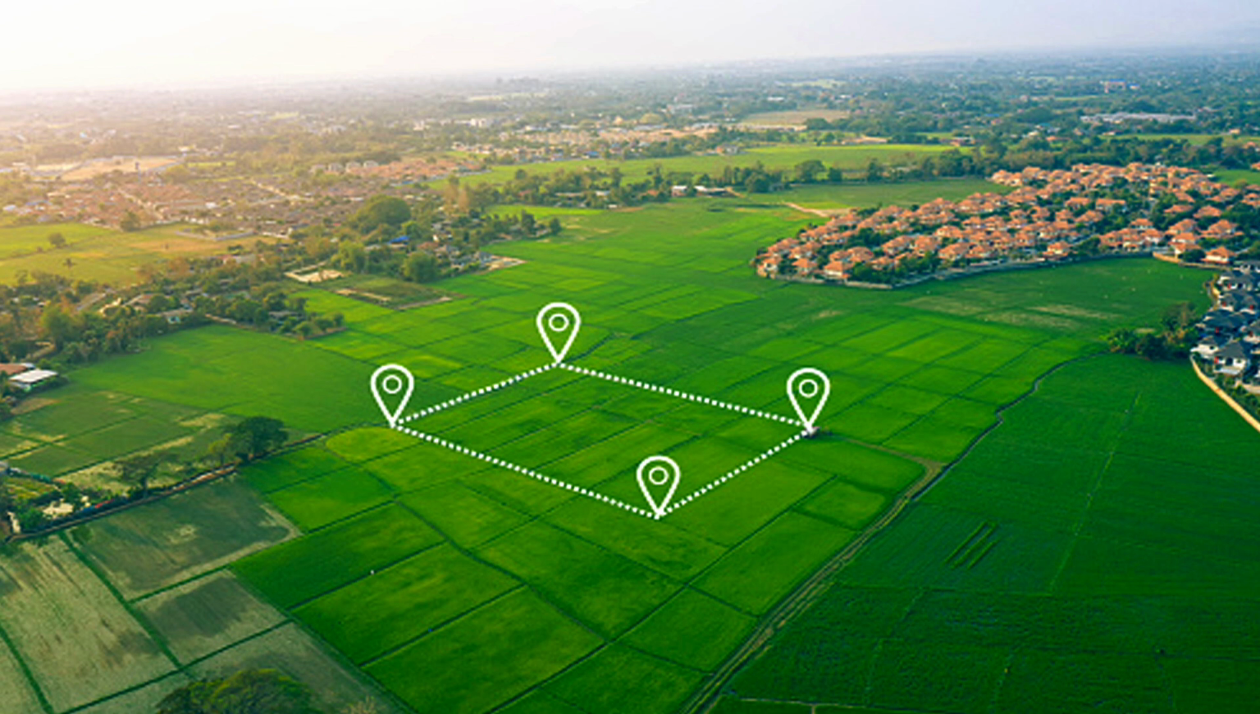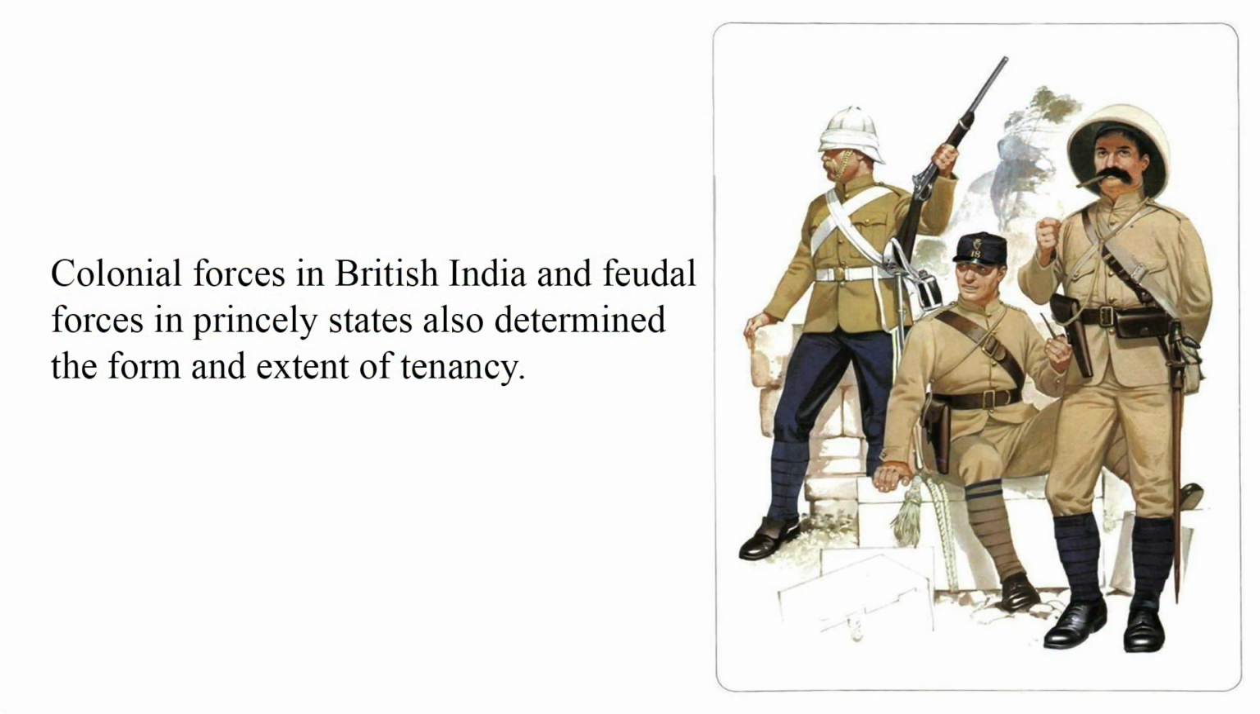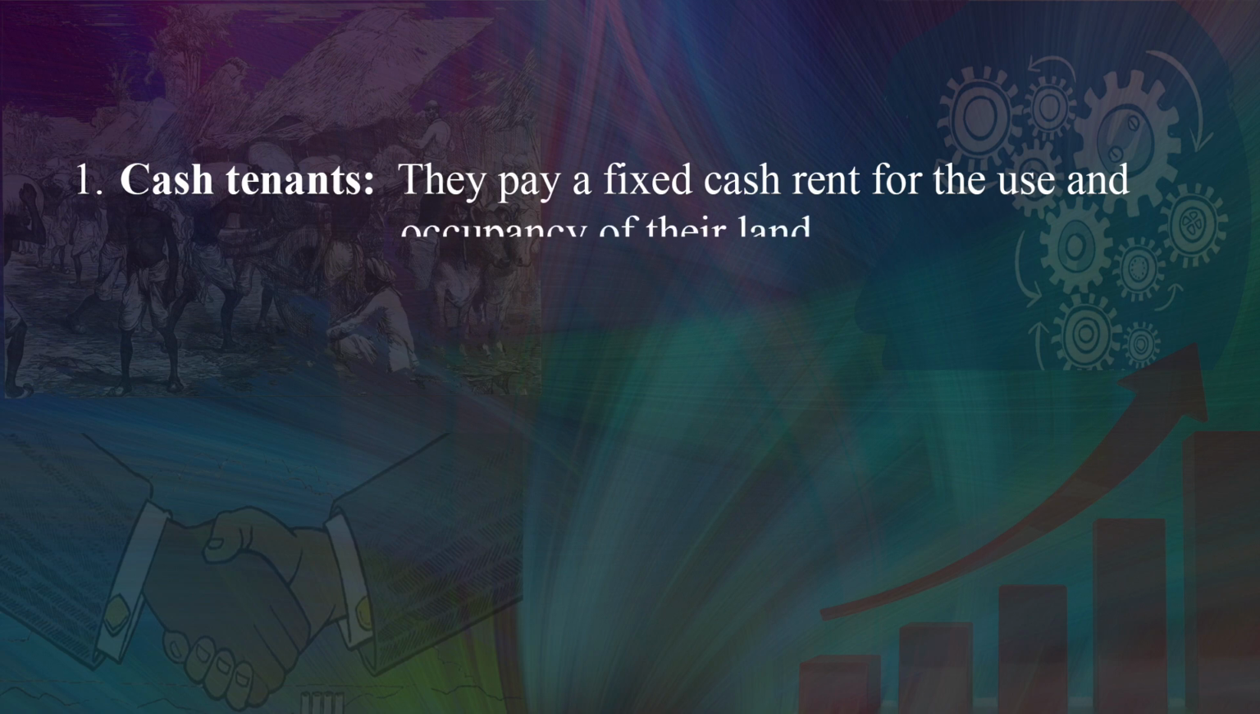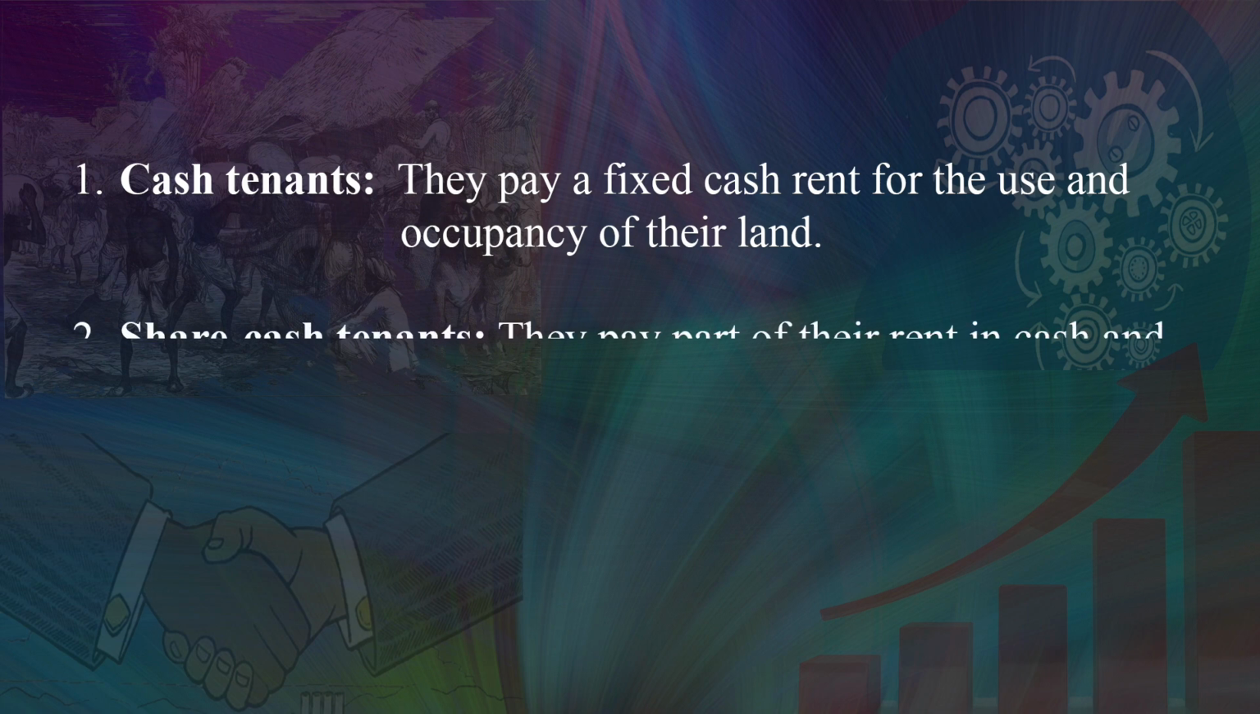Historically, variation in tenancy could be explained by the fact that the colonial forces in British India and feudal forces in princely states also determine the form and extent of tenancy. However, at a broader plane, it could be said that there are 5 variations of tenants in the country. Number 1, cash tenants. They pay a fixed cash rent for the use and occupancy of their land.